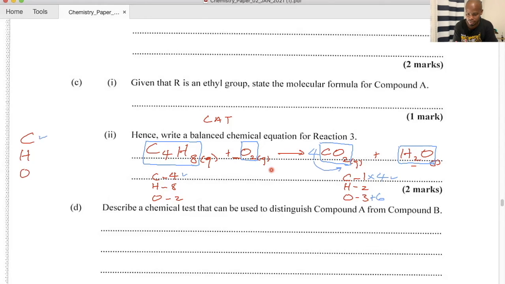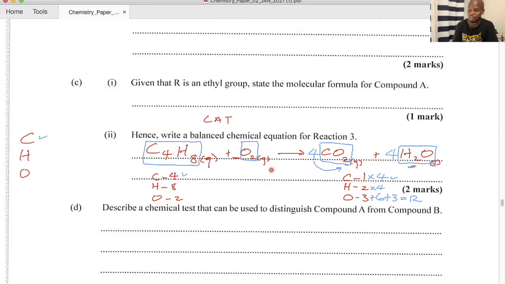So we now move to the second letter, H. We have 8 on the left, and we have 2 on the right from water. So of course, if we put a 4 here, we will now have 4 2s, 8. But putting a 4 here means that we will now have a total of 4 times 2, 8, plus 4, 12 oxygen. So that means we would have added 3 more.